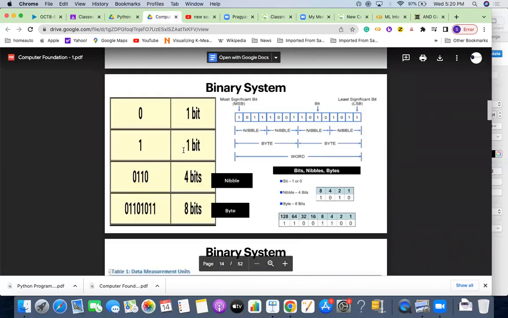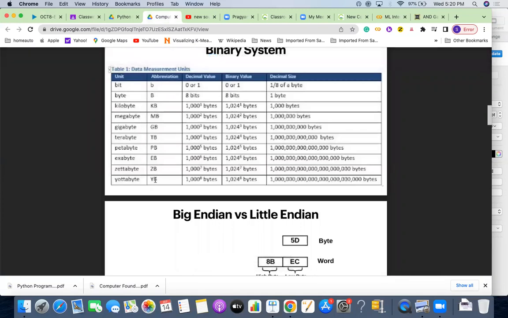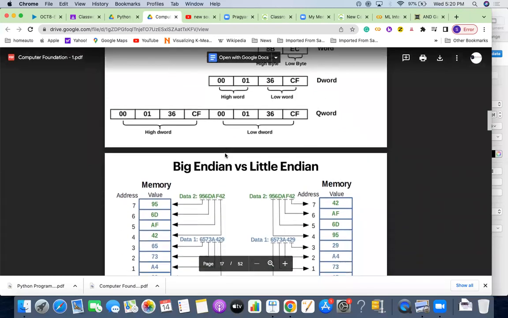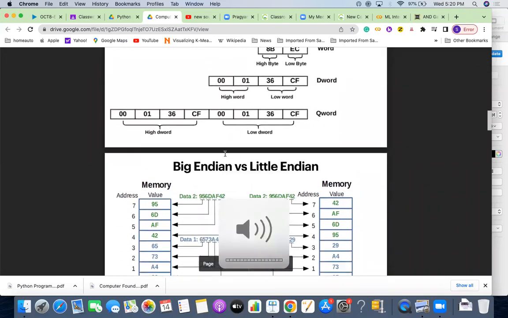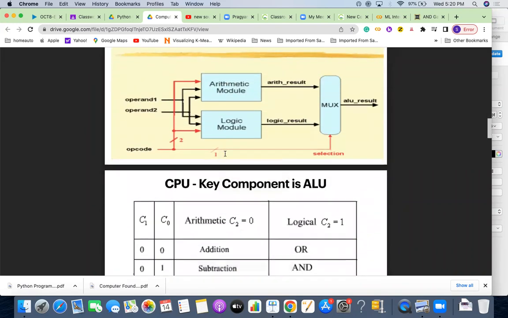Okay, binary system you already know: bits, bytes, kilobytes, megabytes, gigabytes, terabytes, exabytes, all those things. Big endian and little endian you also know. You people know, correct? Yes, sir. So these are the basics which later on we'll be using.